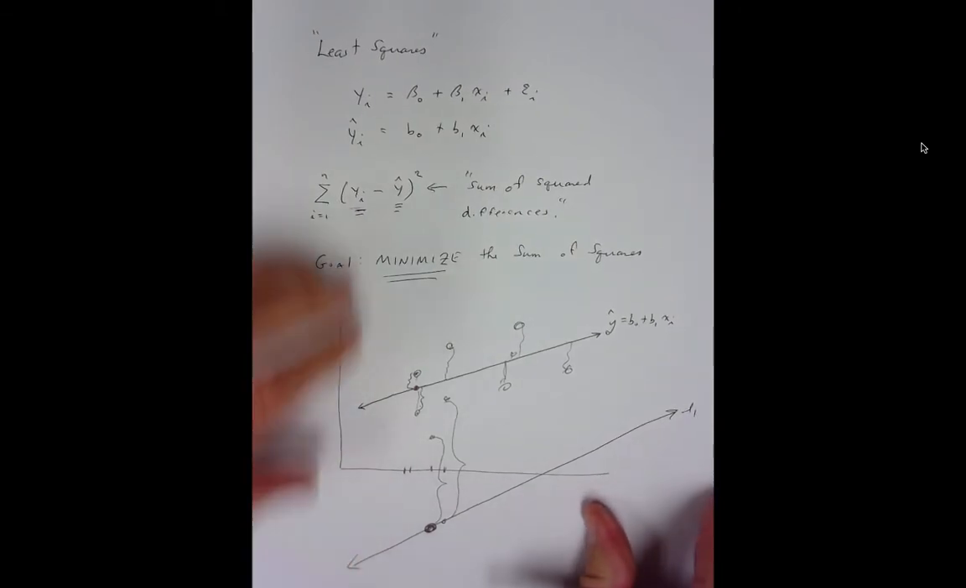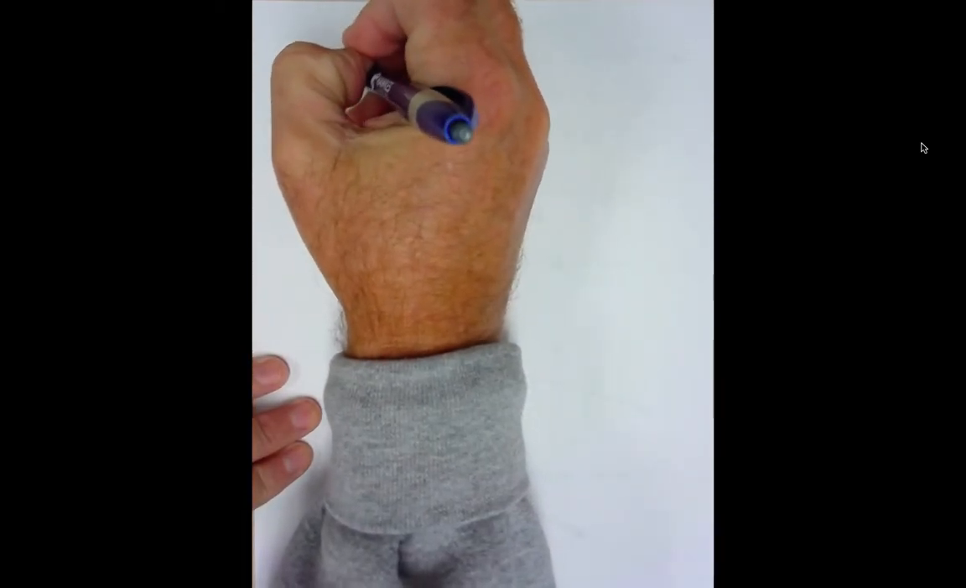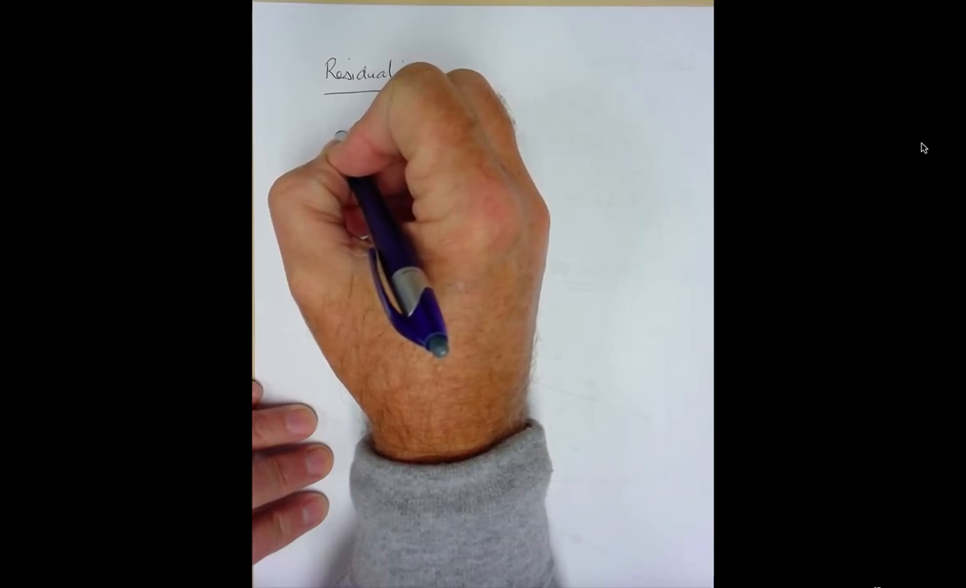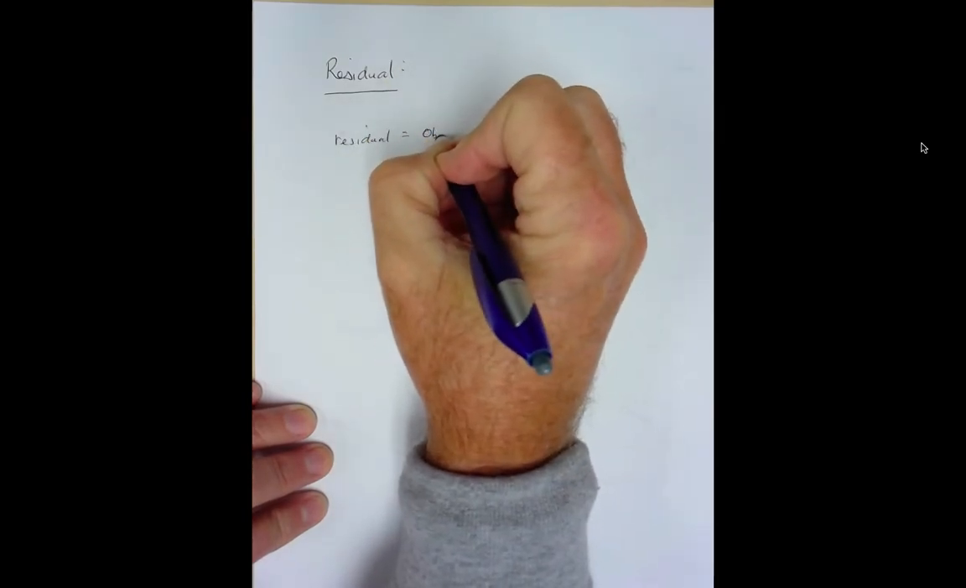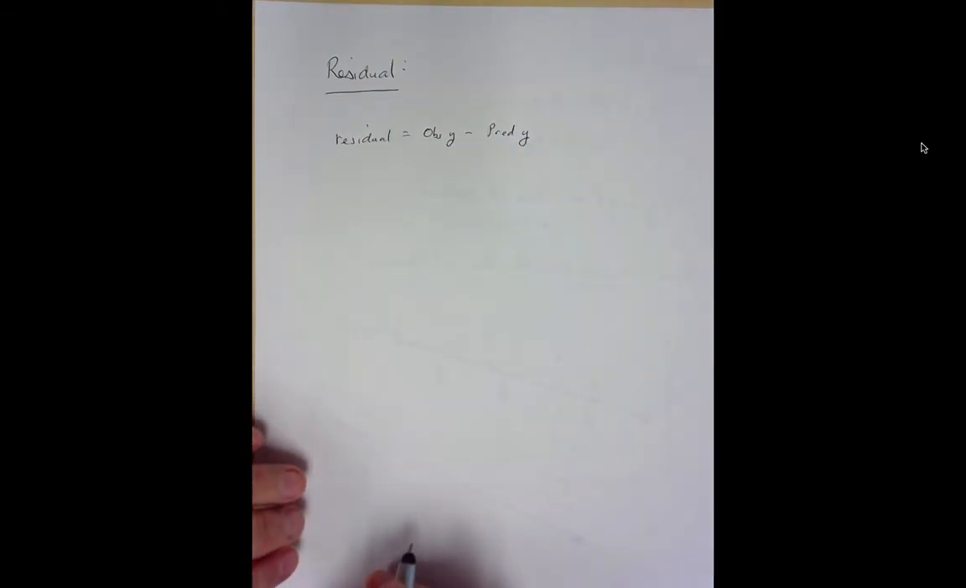So let's shift gears from the theory to something more practical, something we call a residual. Now, I covered this in one of the previous videos, but we're going to get into it in a lot more depth in these videos. A residual is the observed y value minus the predicted y.